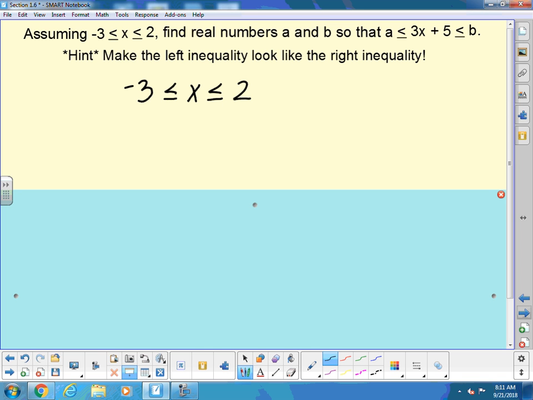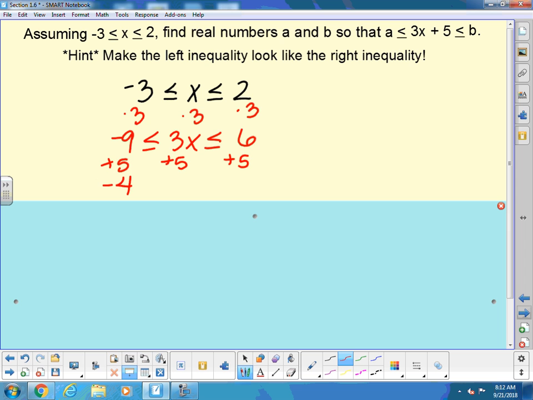What can I do with this middle piece, x, to make it look like 3x plus 5? What would you do first? Add, subtract, multiply, divide. Okay, I need to multiply by 3 and I need to add 5, right? Which one should I do first? You should multiply first. Times 3, times 3, times 3. So I have -9 less than or equal to 3x less than or equal to 6. Now I need to add my 5. Plus 5, plus 5, plus 5. So then I have -4 less than or equal to 3x plus 5 less than or equal to 11.